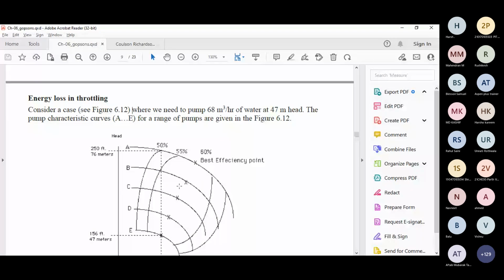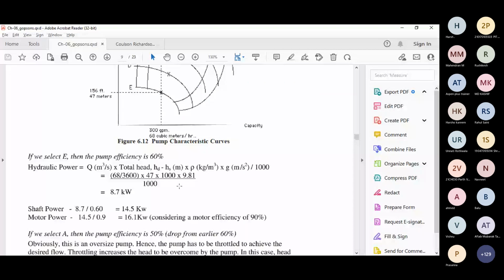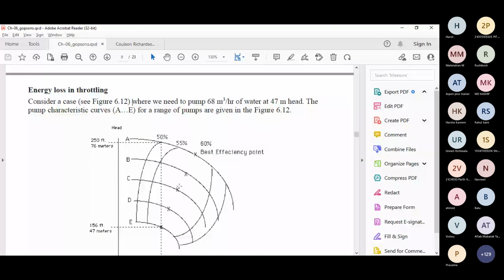Now suppose this X point, these are all the best efficiency points on the curves. Suppose I select pump A for the 68 meter cube flow rate and 47 meter head. What will happen?